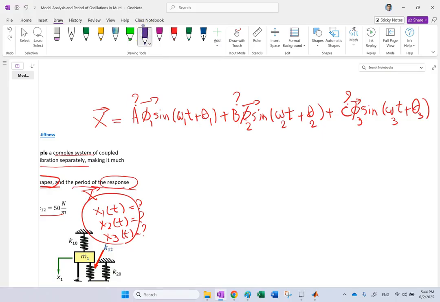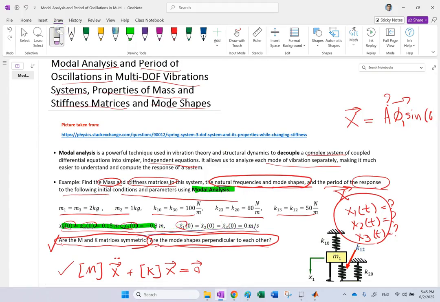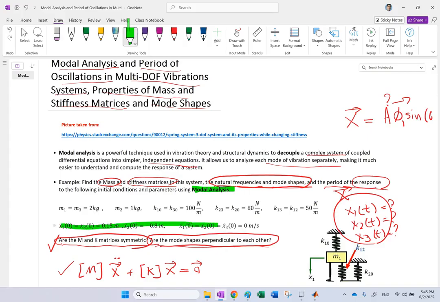Okay, and these guys you also don't know, these thetas, these phases. Or you can write it as a combination of sine and cosine and get rid of that theta. So here you have 6 unknowns, a, b, c, and theta 1, theta 2, theta 3, 6 scalars that you don't know and you can find. And these 6 scalars are coming from these 6 initial conditions that I highlighted for you. That's one way to do it.